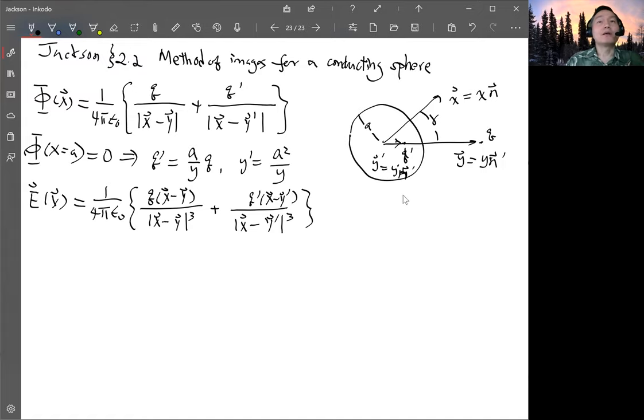And to get sigma, remember the surface charge density on the spherical surface is basically just epsilon zero times the electric field on the surface. So this electric field dotted with n, the radial unit vector on the sphere which is perpendicular to the sphere, evaluated at x equals a. Okay, so that is the surface charge density.